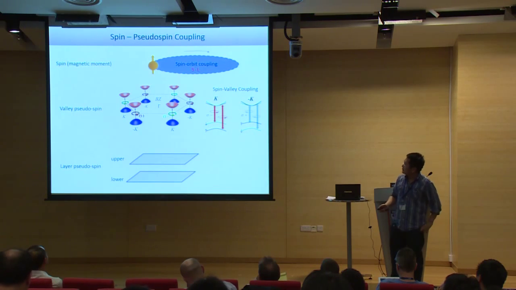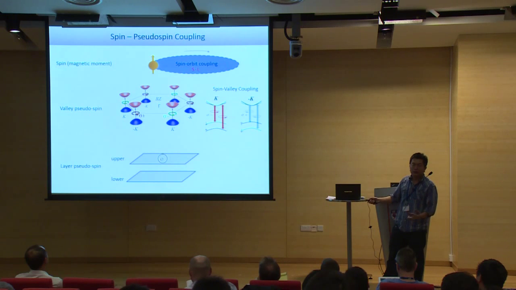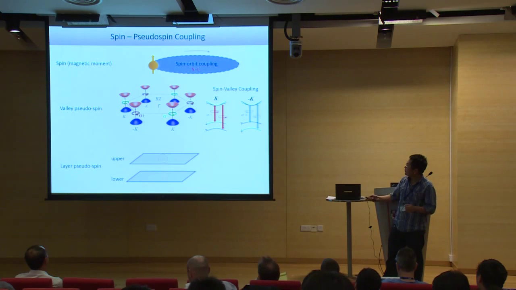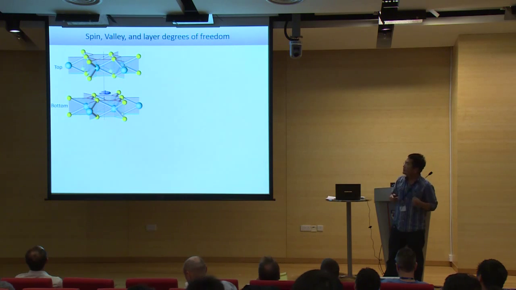What if we go to bilayers? Here I'll give you an example. We have a top layer and a bottom layer. When the electron is in the top layer, we can think of a pseudospin pointing up. When the electron is in the bottom layer, we have a pseudospin pointing down. So this layer pseudospin corresponds to electrical polarization. Now let's go to the bilayer with AB stacking.